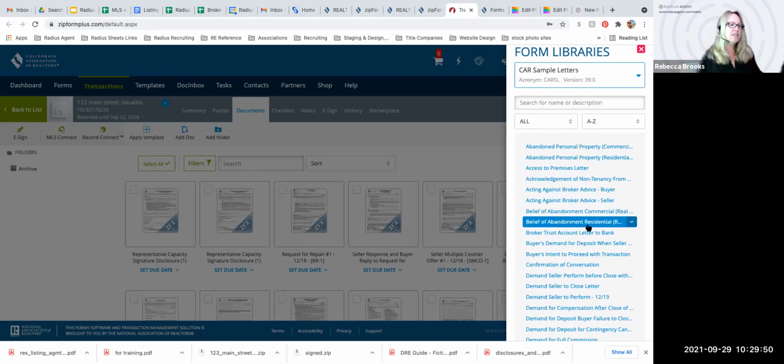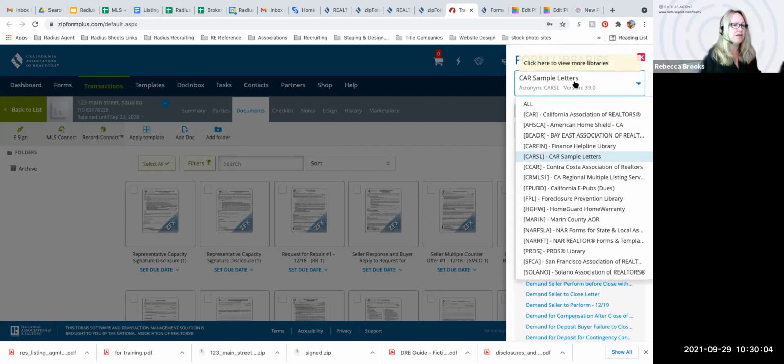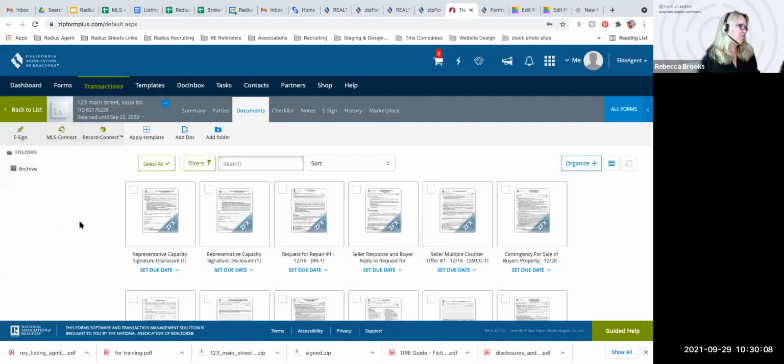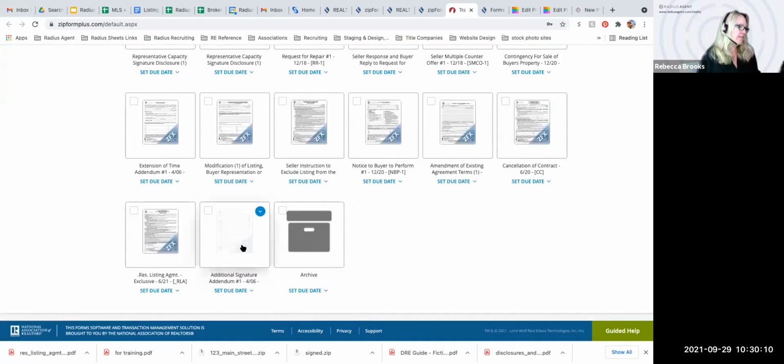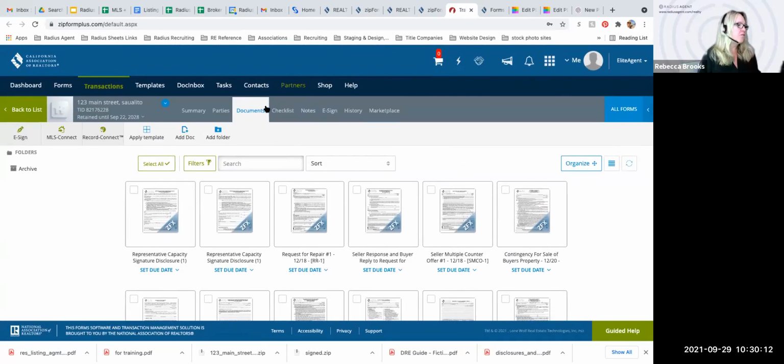sample letters here. Keep in mind, once again, you guys are not attorneys. And so if we ever have a situation where there's some sort of legal thing happening, we obviously can't give legal advice. All right. But it's interesting to read through these sample letters. Okay. And then the last thing I wanted to show you before we finish up is the forms.